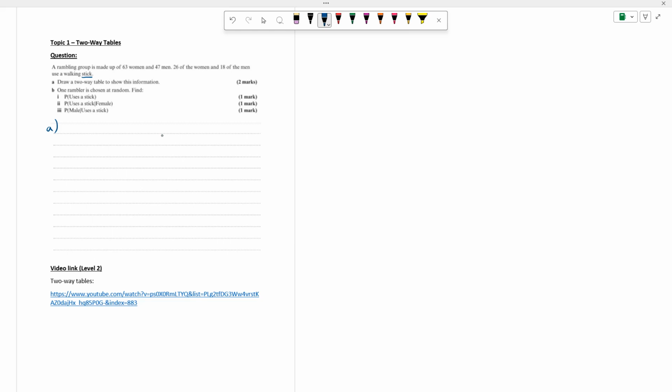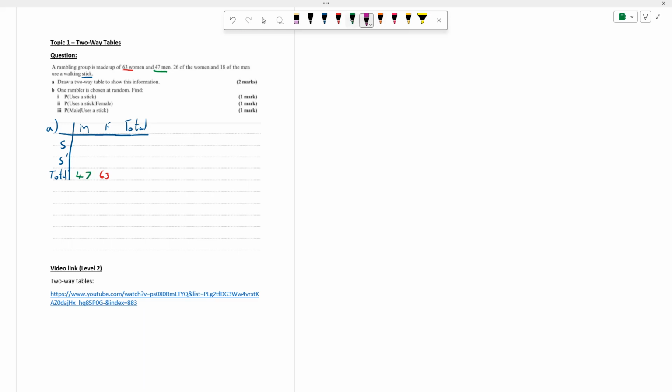So we've got 2 columns and 2 rows in this case. I've either got male or female, and then I also need their total. And then going down, they either use a walking stick, they don't use a walking stick, or their total. Now, it's important we have these totals because we're going to use that as an advantage. So I know to start with that there are 63 women, so the total for female should be 63. Then I know there's 47 men, so if I go to the male column, this total down here should be 47.